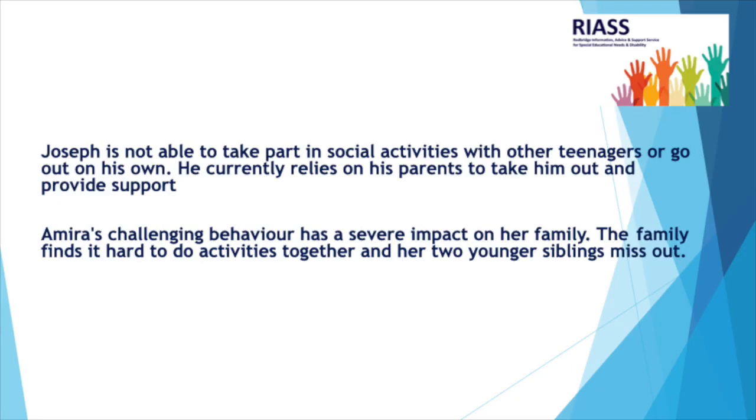Joseph is not able to take part in social activities with other teenagers or go out on his own. He currently relies on his parents to take him out and provide support. Amira's challenging behaviour has a severe impact on her family. The family finds it hard to do activities together and her two younger siblings miss out. If Section D is blank, then think about whether any evidence has been missed or further assessment is needed.